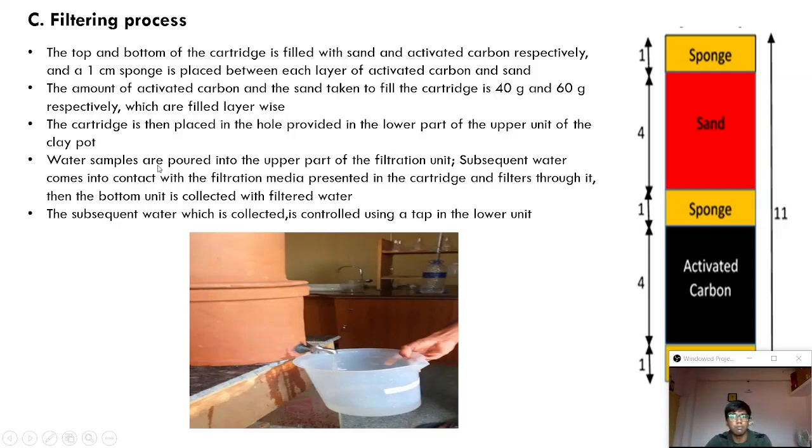Water samples are poured into the upper part of the filtration unit. There's the upper part, right? We pour the water from somewhere around here, which then passes through the cartridge, that is sponge, sand, then sponge, and the activated carbon, and it gets filtered through it.